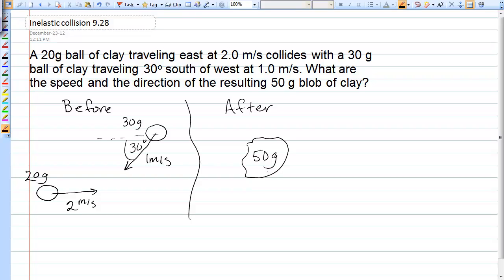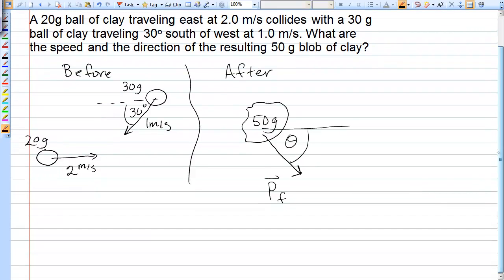And they travel, now we're not sure whether they travel down and to the right or down and to the left. But let's just assume they travel down and to the right with some final momentum Pf. And we'll call the angle between the horizontal and Pf theta. Now momentum is conserved, and momentum is a vector quantity. And so the sum of the vectors of momentum before must equal the sum of the vector final momentum.